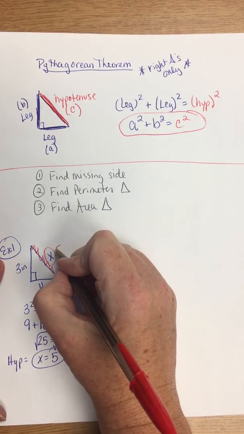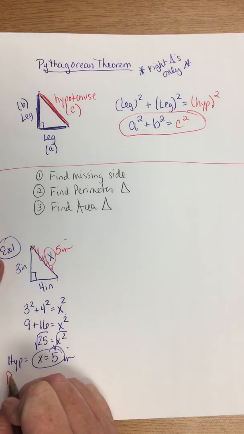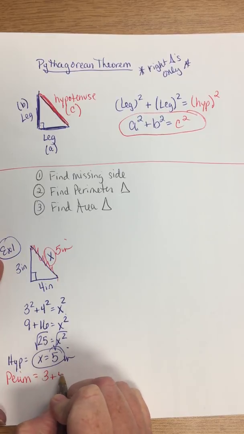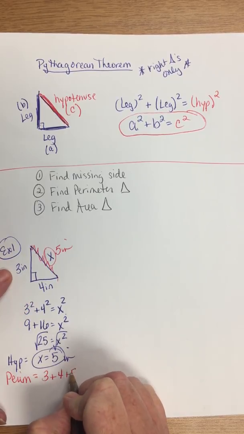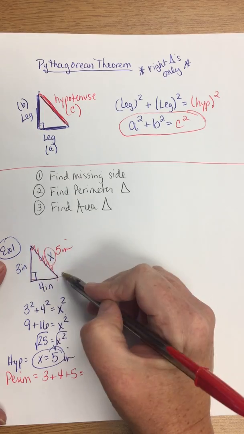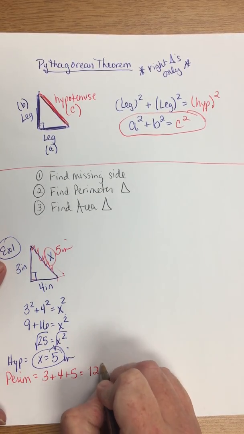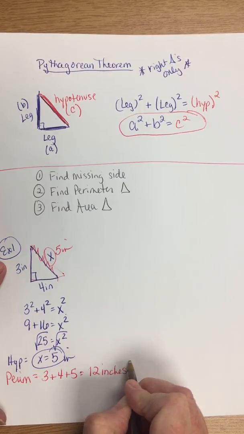Now I need my perimeter. My perimeter is, I would add up all 3 sides. So your perimeter is 3 inches plus the 4-inch side plus the 5-inch side. 3 plus 4 plus 5. And you're going to get 12 inches for your perimeter.